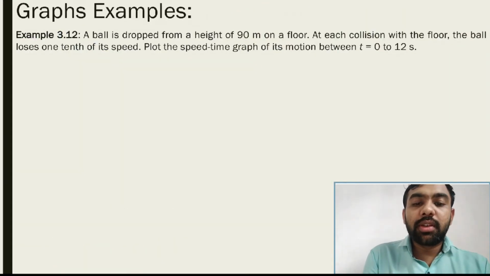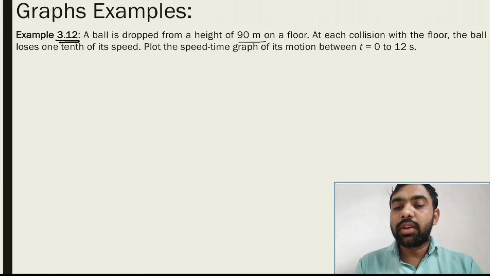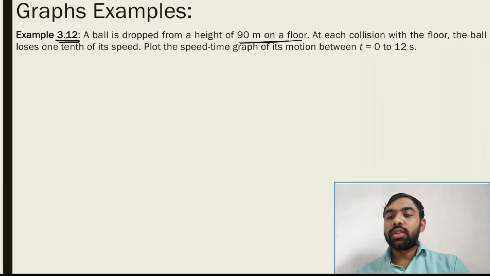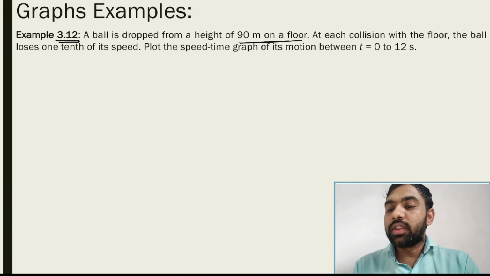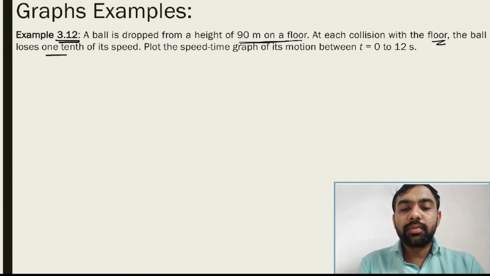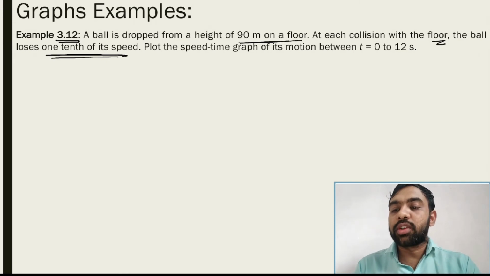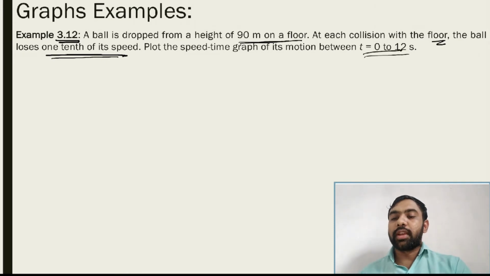Let's see example number 3.12. A ball is dropped from a height of 90 meter on the floor. During each collision with the floor, the ball loses 1/10 of its speed. Plot the speed versus time graph for its motion from 0 to 12 seconds.